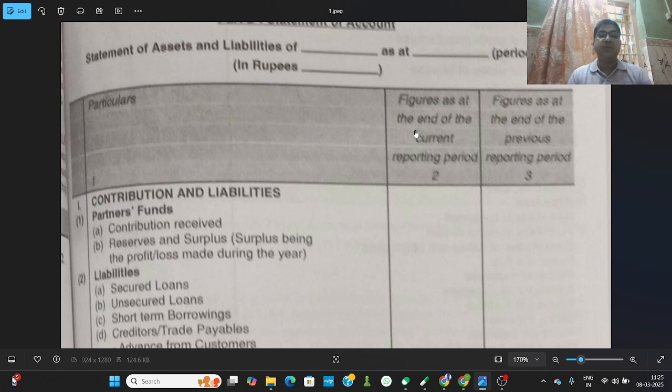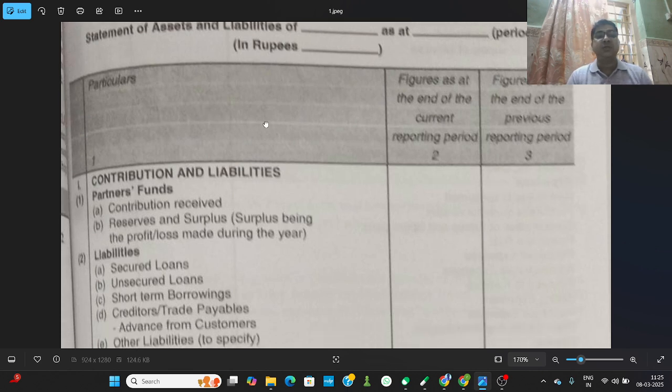Now, friends, whenever we frame questions for TYBCom students, we will ask only current year figures. We will not ask previous year's figures. That's why we have to draw only one column. We will not draw the previous year column.